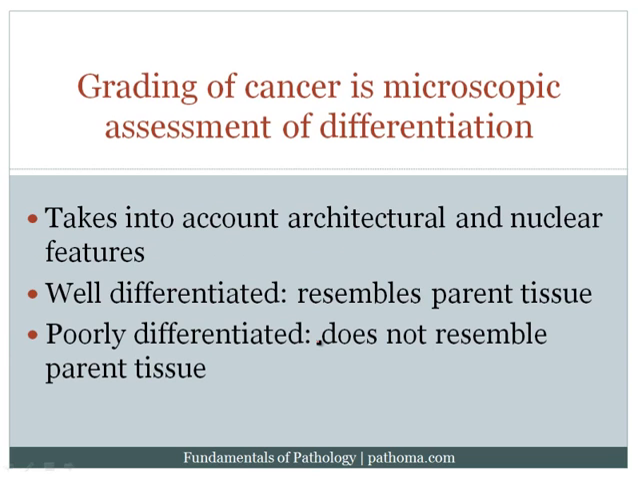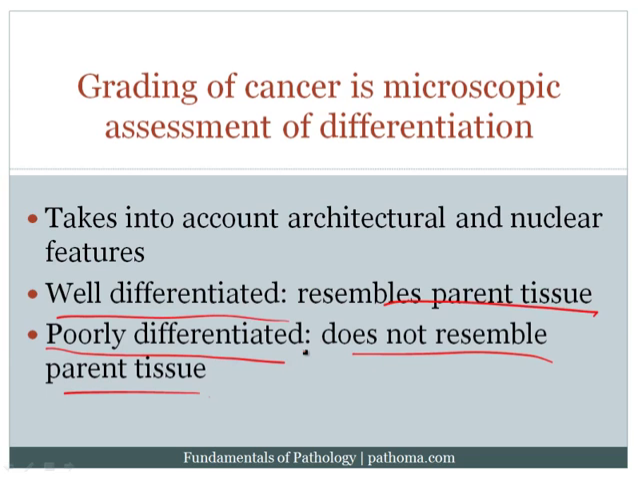Now, once a patient has a cancer and we've made the diagnosis of cancer, the next thing that the pathologist does, which is important for prognosis, is to grade the cancer. And what does grading of cancer involve? It involves asking the question, does the tumor look like the tissue in which it's growing? So the more the tumor looks like the parent tissue in which it's growing, the better differentiated it would be. And so if it resembles the parent tissue, it's well differentiated. And if it does not resemble the parent tissue, we call that poorly differentiated.